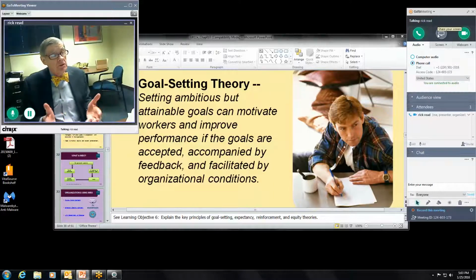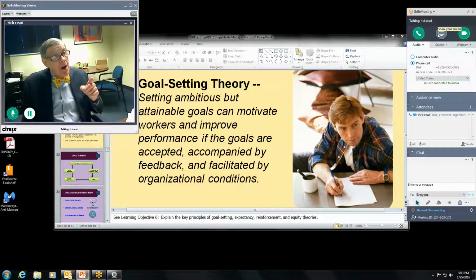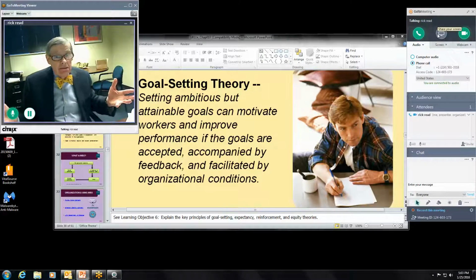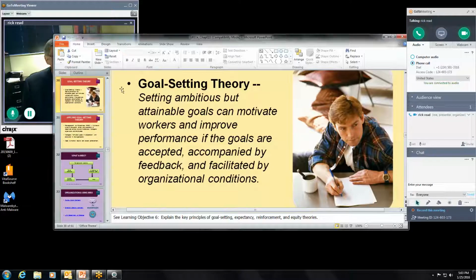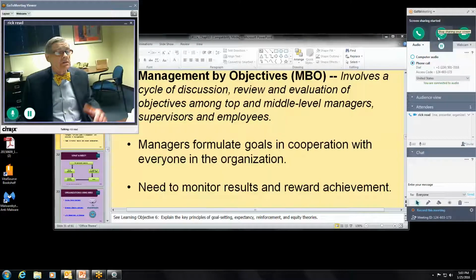Don't have the needed resources, they're not going to be able to do the job, and they're not going to want to do the job because I don't have what I need. So those things are important, and we need to pay attention to that. This is the management by objective I talked about. Notice that what it says there is cycle of discussion and review and feedback, etc.